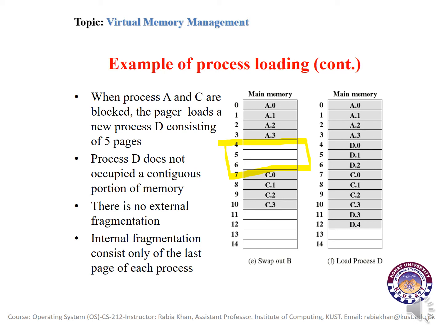So another process D is required to be loaded that has 5 pages. So its 3 pages D0, D1 and D2 will occupy the frames left by process B. So all the 3 pages of process D will occupy the frames left by process B.